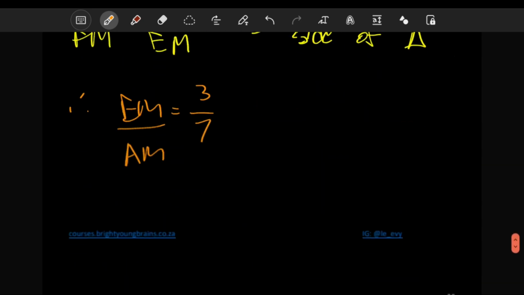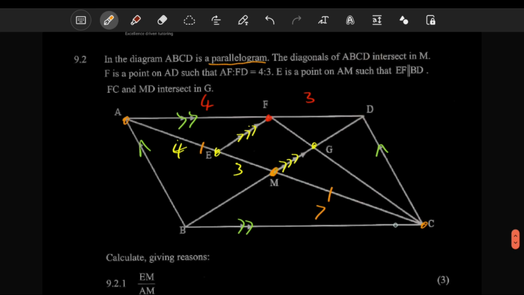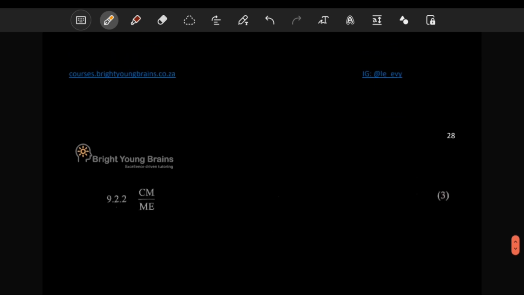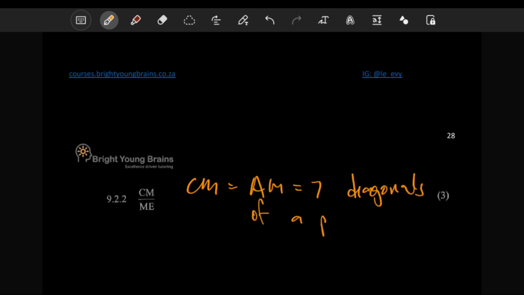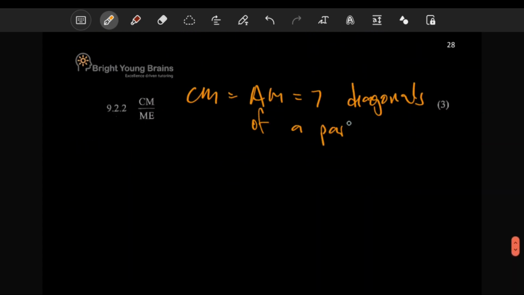So they want us to get CM and ME. Yeah, that one is going to be quite easy, because we just need to show that MC is equal to AM. So here, CM is equal to AM, which is equal to 7. Diagonals of a parallelogram. Parallelogram has one R.